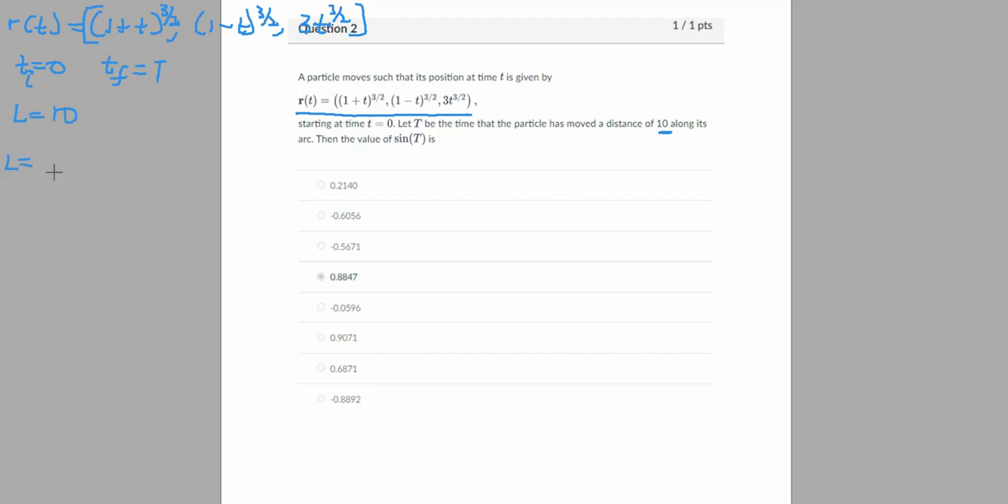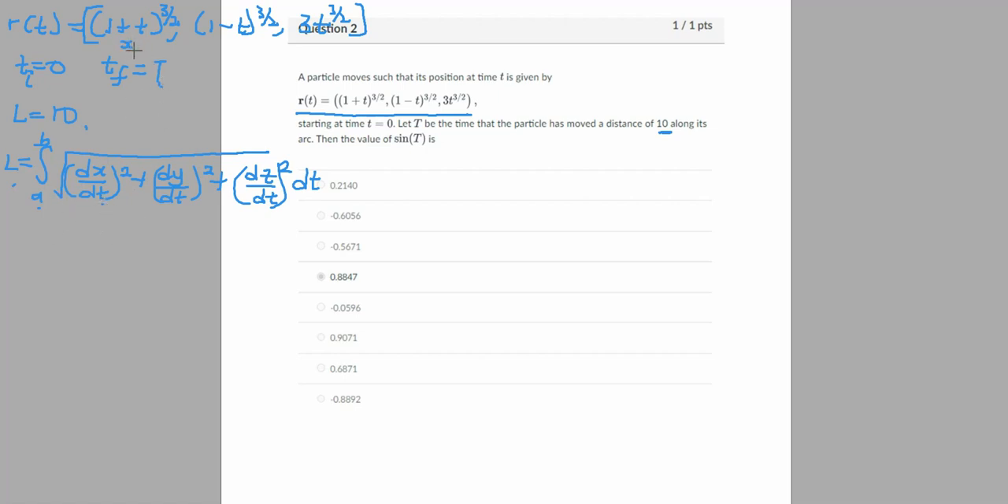Our arc length is given as the integral from a to b of the square root of (dx/dt) all squared plus (dy/dt) all squared plus (dz/dt) all squared, everything integrated with respect to dt. So we know our arc length formula. We know our L already. Our a is 0, our b is t. This is the t we are looking for. So let's find the dx/dt first.